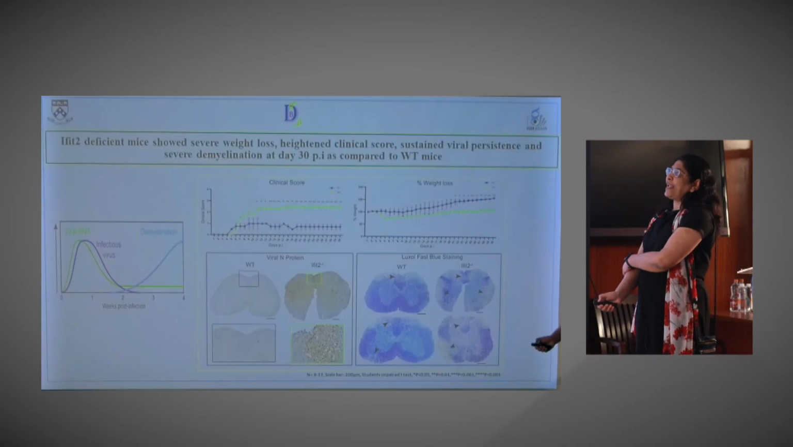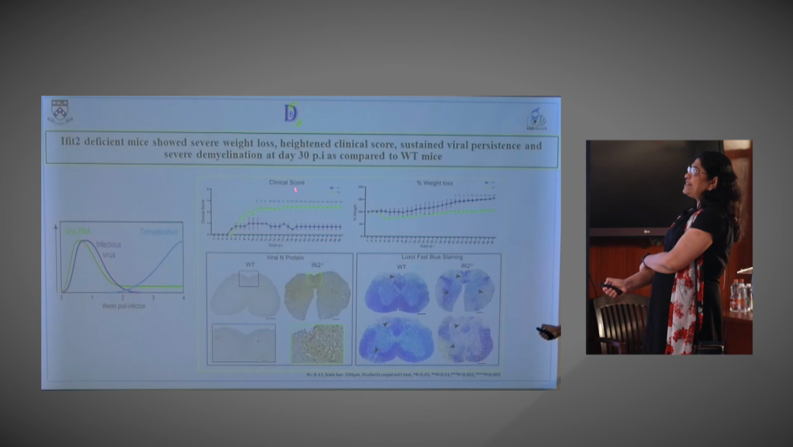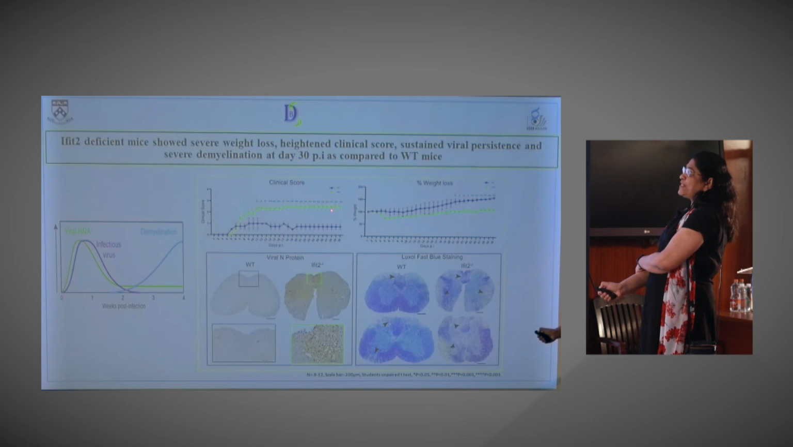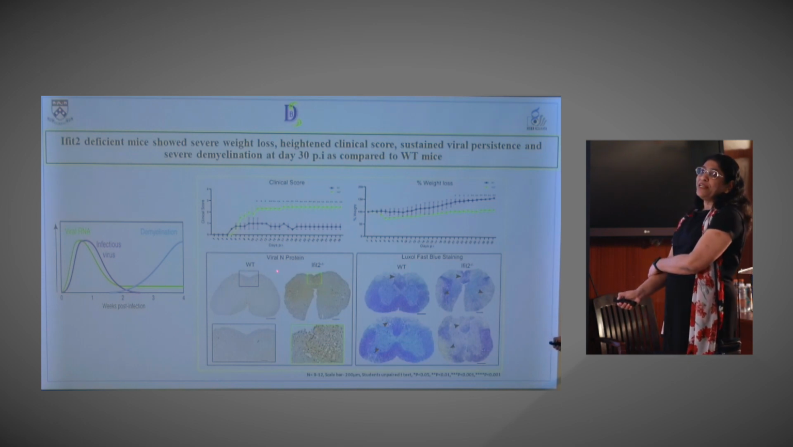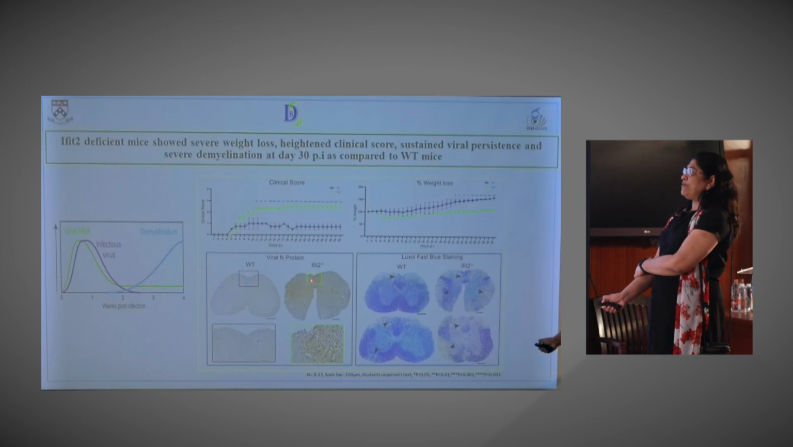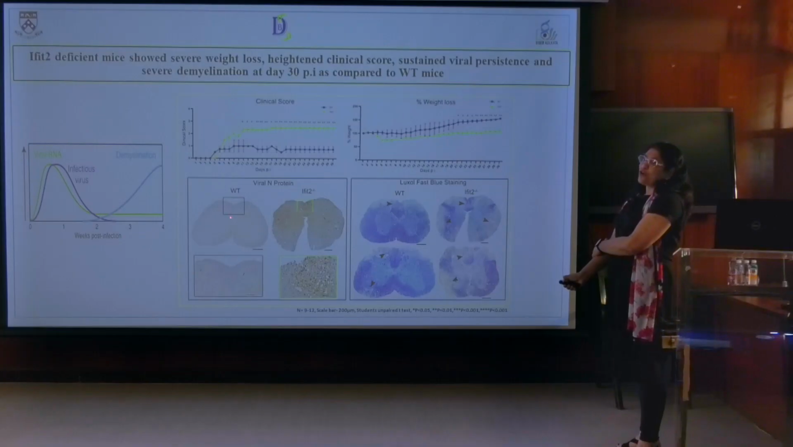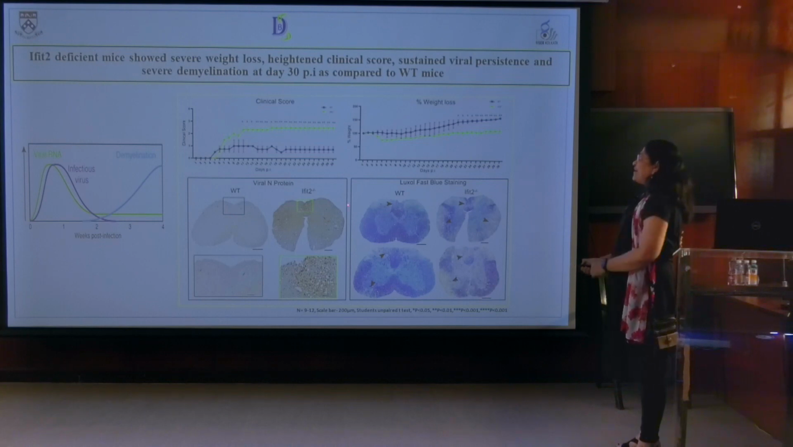So if that is the acute phase, what is happening in the chronic phase? We used only 500 PFUs because mice were not surviving after day 8 at 2000 PFUs. Even at that much lower PFU, the virus in IFIT2 knockout mice developed a severe clinical score and significant weight loss, and the viral RNA, which is supposed to be resolved by day 5 to 7 post infection, still persists. So the virus is not cleared completely, and as the virus is not cleared, it causes severe demyelination.